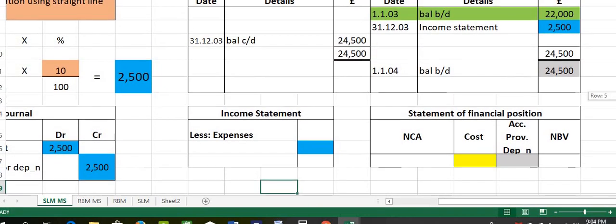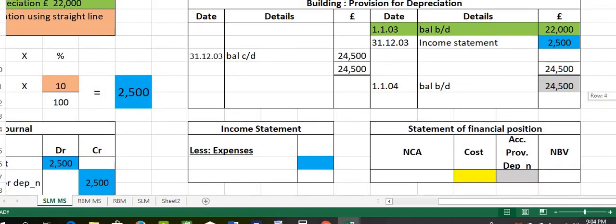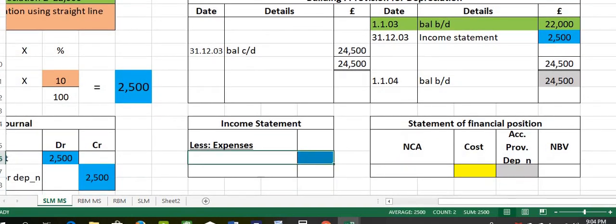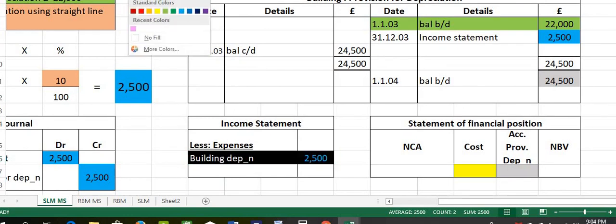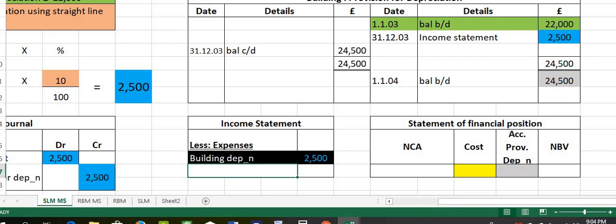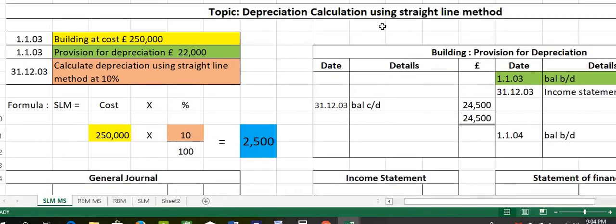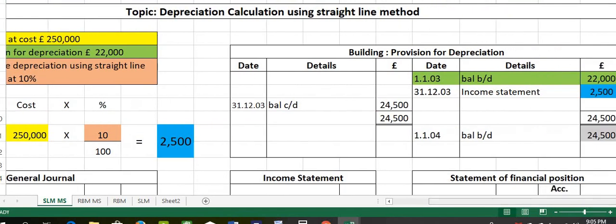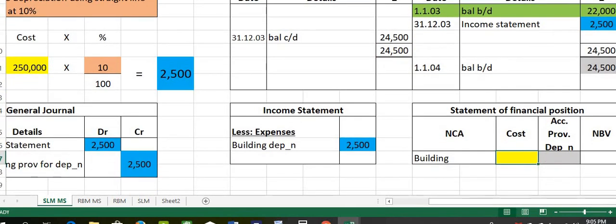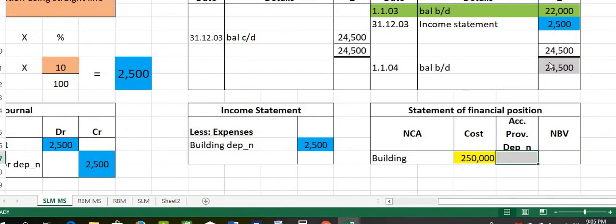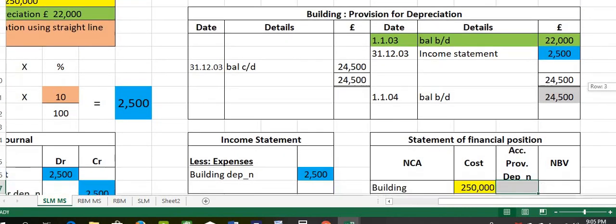Let's see how to post entries to the income statement. So, in the income statement, write depreciation 2,500, and then the type of non-current asset is building, and the cost. We derived the information from the question, 250,000. Let's post the cost of building. And the accumulated depreciation, which is 24,500, which you derive from the ledger.